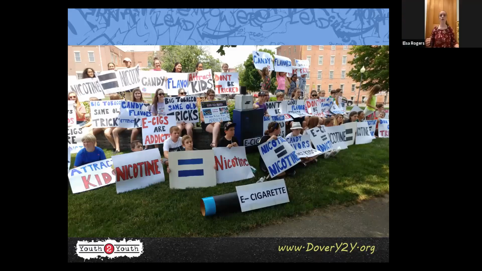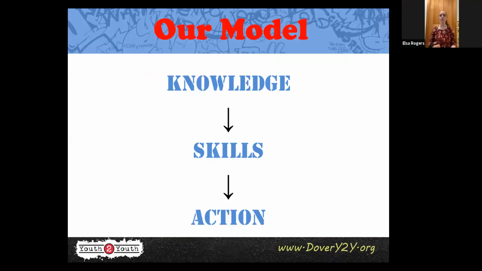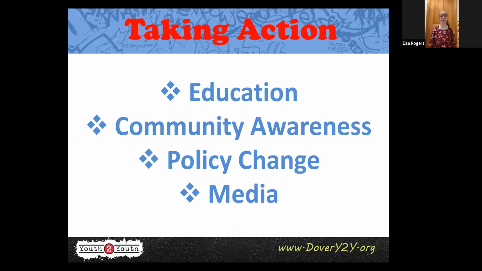When it comes to our group, we have a specific youth empowerment model that we follow. It is a knowledge, skills, action model. First, our youth are given the knowledge and skills that they need so they have the capacity to take action in their environment. And when we do take action, we take action in 4 main categories. These categories are education, community awareness, policy change, and media.